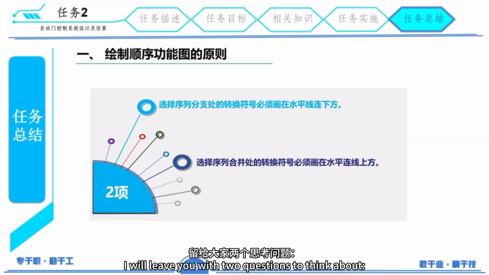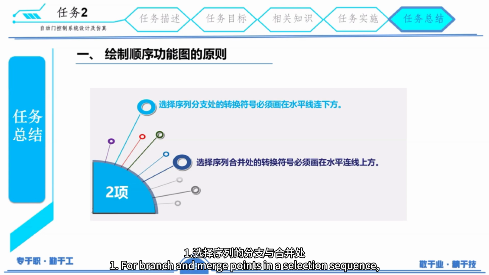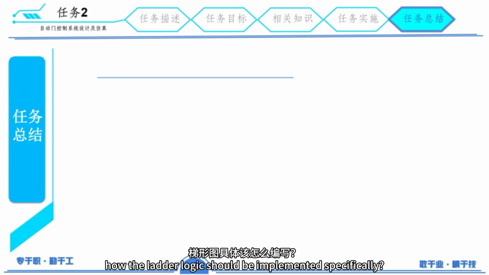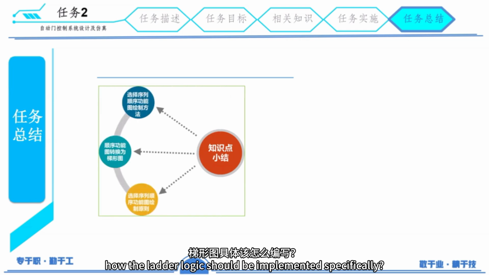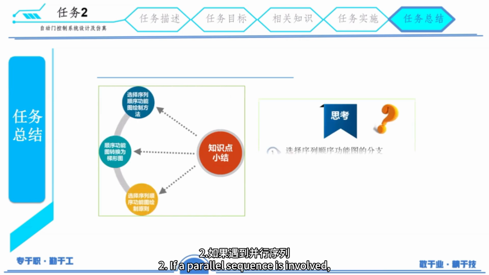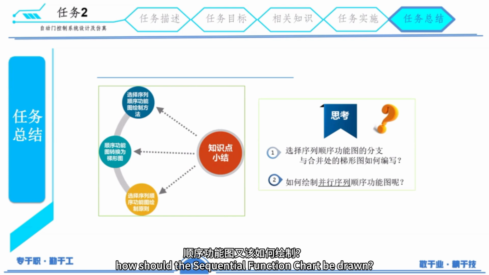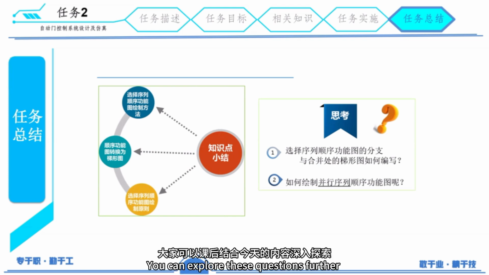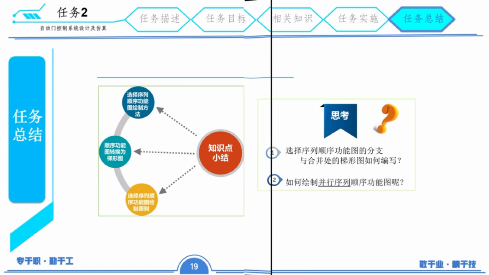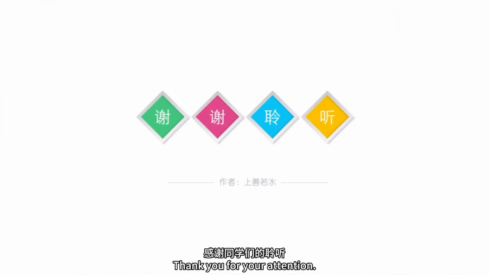I will leave you with 2 questions to think about. First, for branch and merge points in a selection sequence, how should the ladder logic be implemented specifically? Second, if a parallel sequence is involved, how should the sequential function chart be drawn? You can explore these questions further after class based on today's content. That concludes today's lesson. Thank you for your attention.